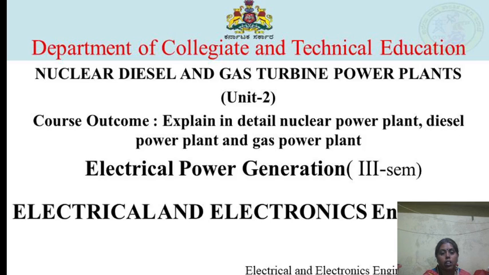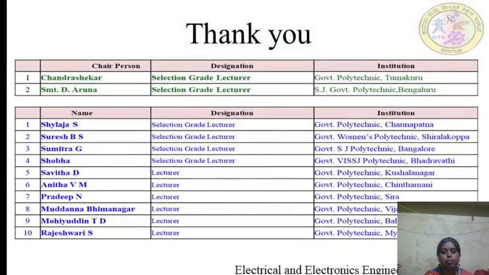So the main course outcome of this topic is to explain in detail the nuclear power plant, that is, the working, components and operation of the nuclear power plant have to be explained in detail. So this is about the session 1 discussion of the nuclear power plant.